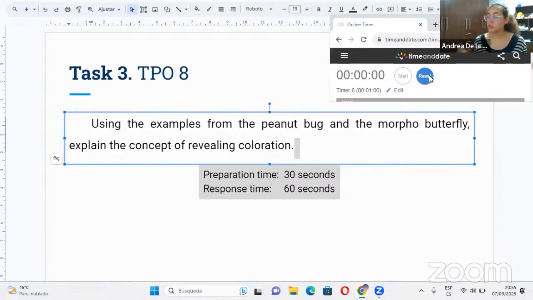Maybe some transitions to separate, especially if you have two examples. Additionally, the professor also gives the example of the morpho butterfly, maybe. So those transitions to separate the ideas a little bit more would be good. But other than that, I wouldn't change anything. It was a really good response, Noelia. Thank you.